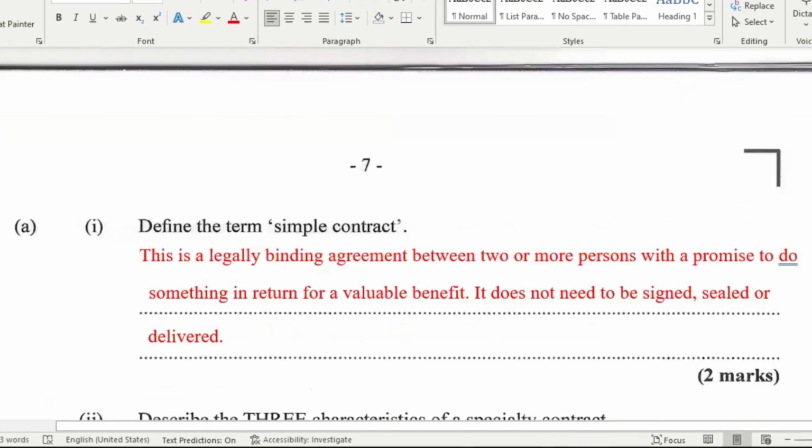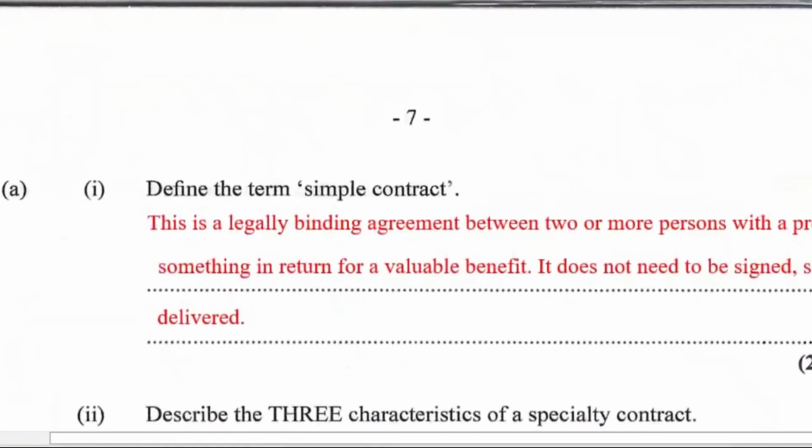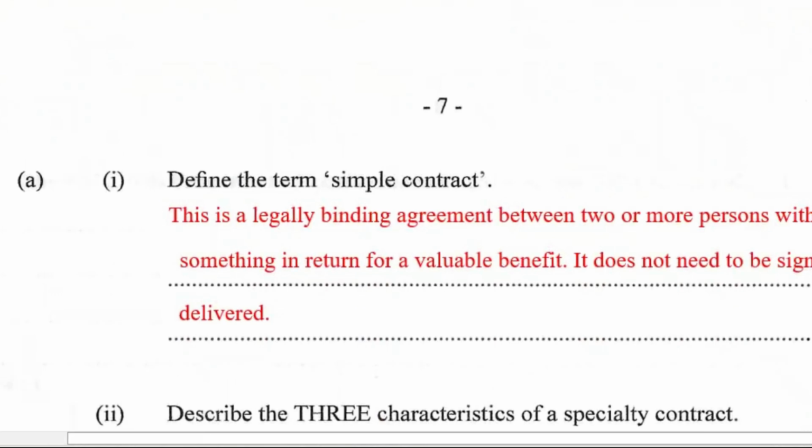All right, so let's look at a possible answer. A simple contract is a legally binding agreement between two or more persons with a promise to do something in return for a valuable benefit. It does not need to be signed, sealed, or delivered. And take note that it's 2 marks. Let's go to part 2.